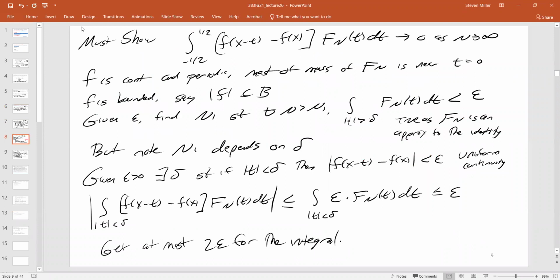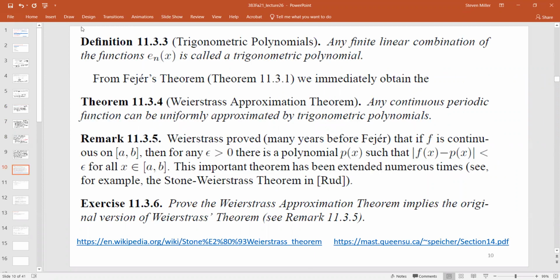So there's a lot of consequences we can get from this theorem. So the first is we say a trigonometric polynomial is a finite linear combination of the functions e_n of x. So it's a finite combination of sines and cosines. So the first is from Fejer's theorem, we immediately deduce the Weierstrass approximation theorem. Any continuous function can be uniformly approximated by trigonometric polynomials.